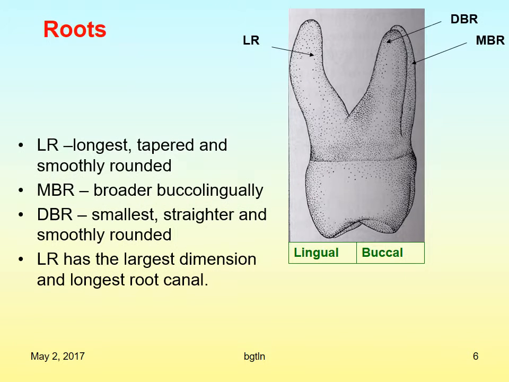Out of the three roots on the first maxillary molar tooth, the lingual or palatal root is the longest, and it is tapered and smoothly rounded towards the apex. The mesiobuccal root is broader buccolingually, and the distobuccal root is the smallest, but it is straighter and more smoothly rounded than the mesiobuccal root. The palatal or lingual root has the largest dimension and the longest root canal within this root.